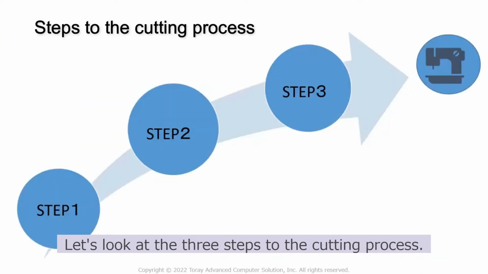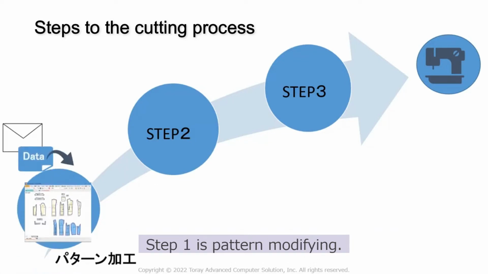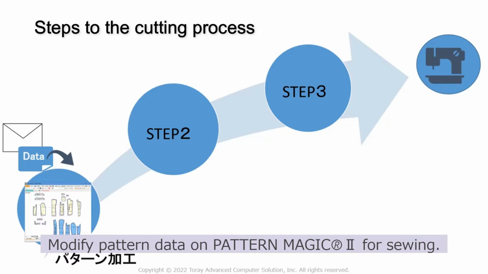Let's look at the 3 steps to the cutting process. Step 1 is pattern modifying. Modify pattern data on Pattern Magic 2 for sewing.